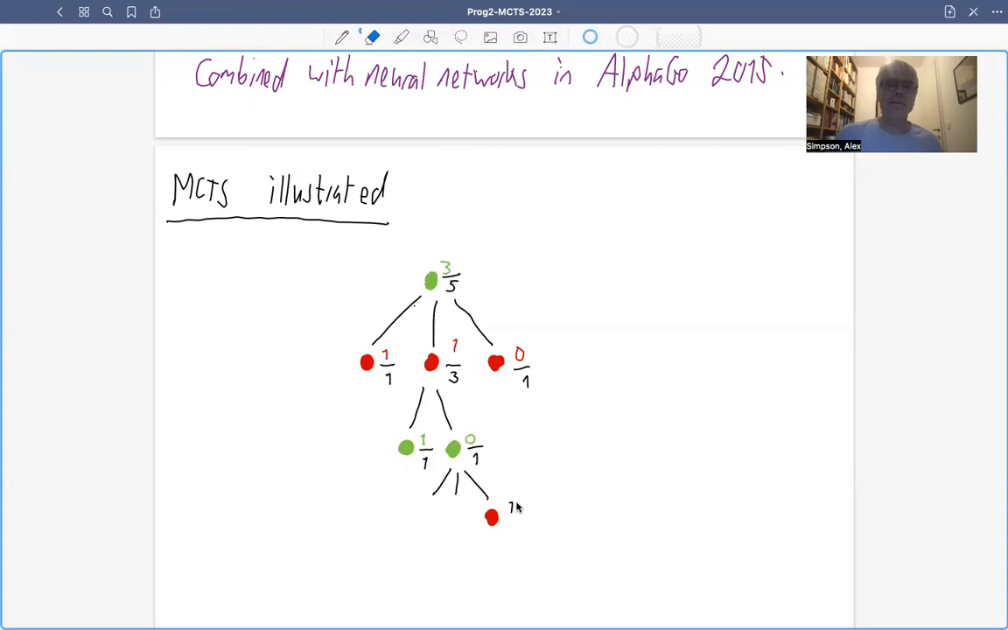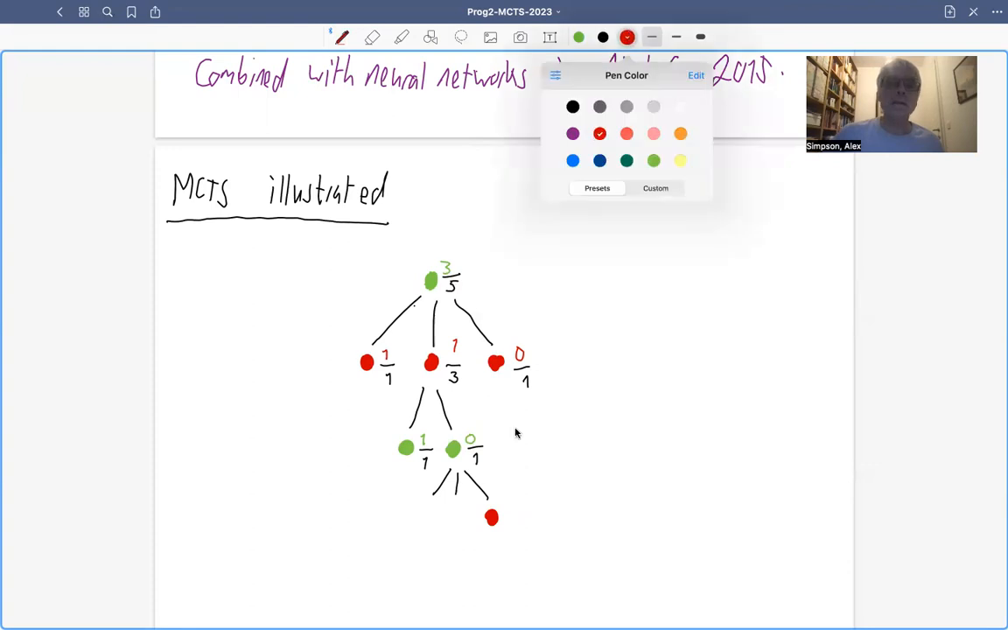Whoops. So a win from red. Oh, that's supposed to be red. And it's won. Red has won one. Have one play.